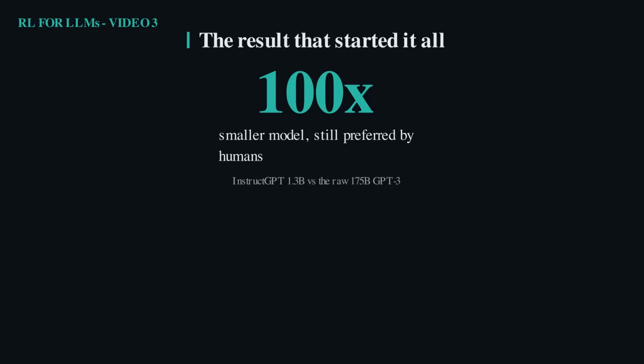Here is the number that shocked everyone. A model 100 times smaller, but aligned with this recipe, was preferred by people over the raw giant. Alignment beat raw scale by 2 orders of magnitude, and that is why this pipeline became the industry standard overnight.